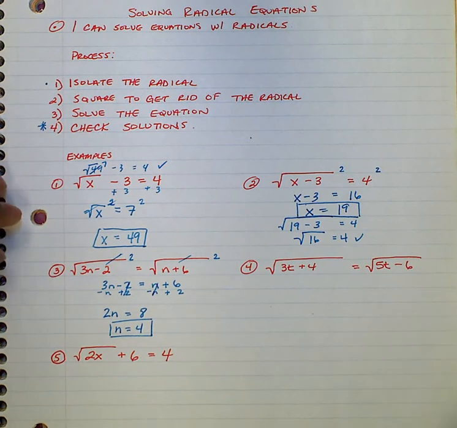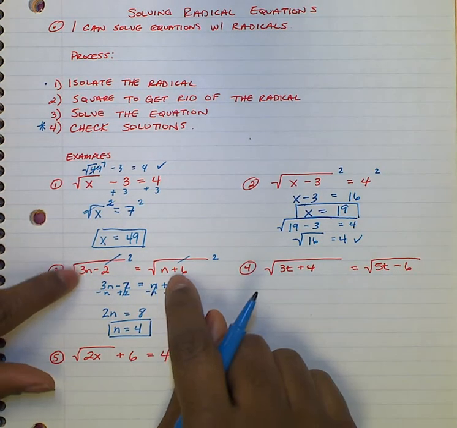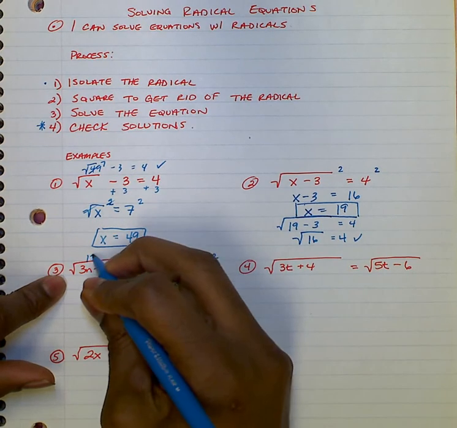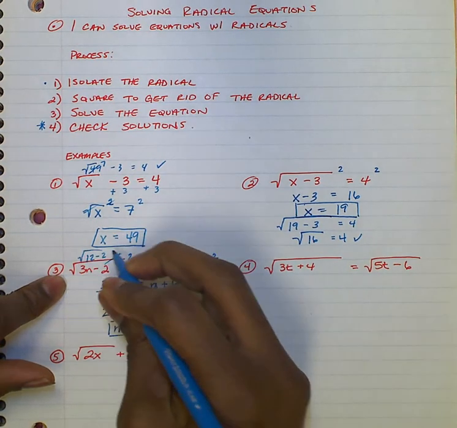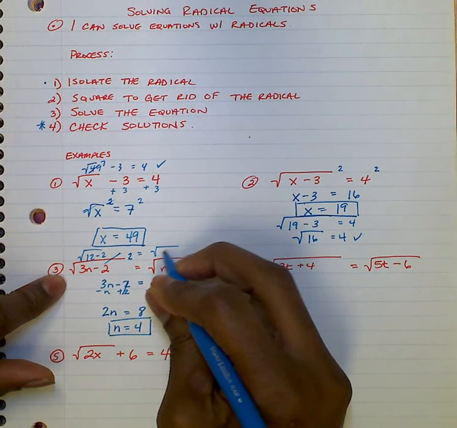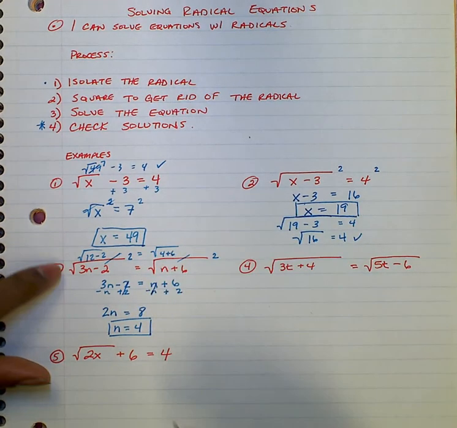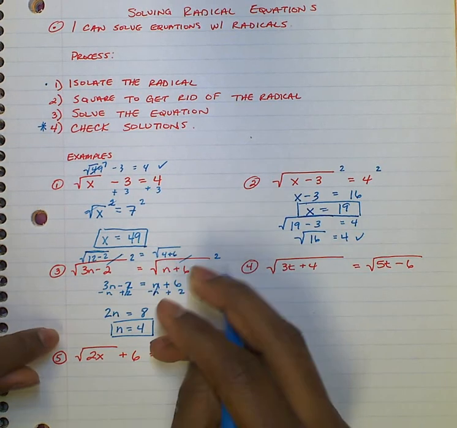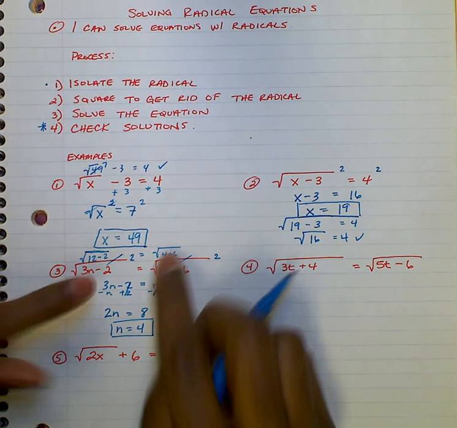And I'll plug it in just to make sure I get good numbers here. So 12 minus 2 equals radical 4 plus 6. And it has to work out because 12 minus 2 is 10, 4 plus 6 is 10, square root of 10 equals the square root of 10. Makes sense.